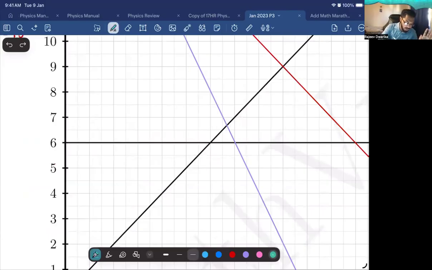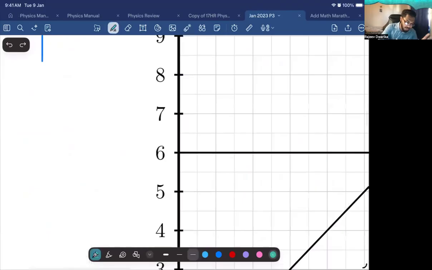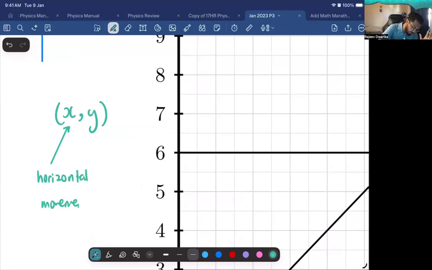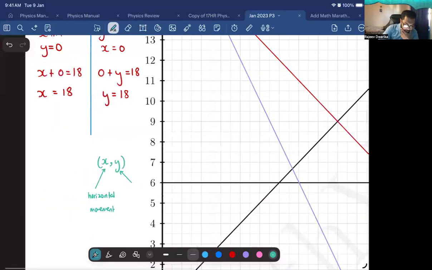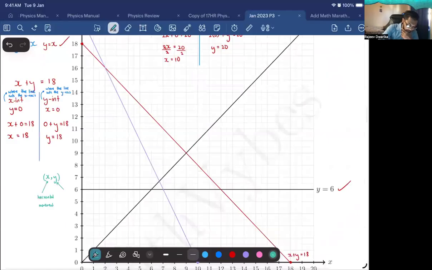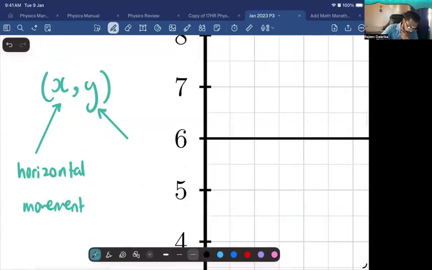All right. Watch this. When we are plotting points on the Cartesian plane, it's x first, then y. So I want you to think of x as a horizontal movement, and I want you to think of y as a what? Vertical. Exactly. Vertical movement.